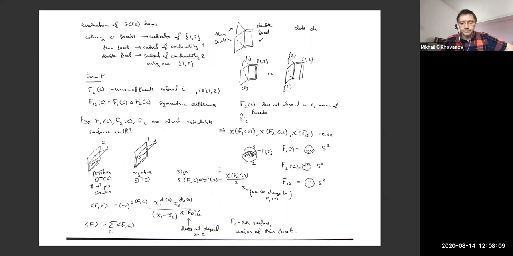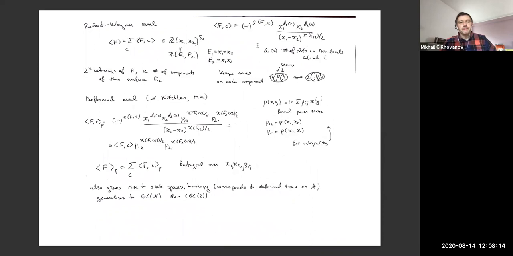So I copied the evaluation here. And then the sum is over 2 to the K colorings. And I show the picture of this move where you change colors along the components, from 1, 2, 1 to 2, 1, 2. You're changing color along the component.